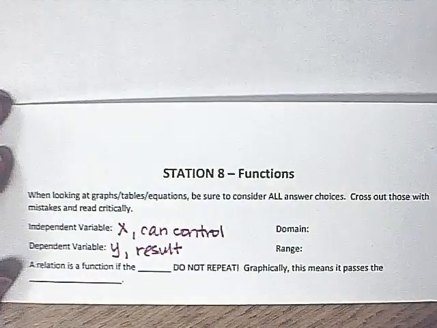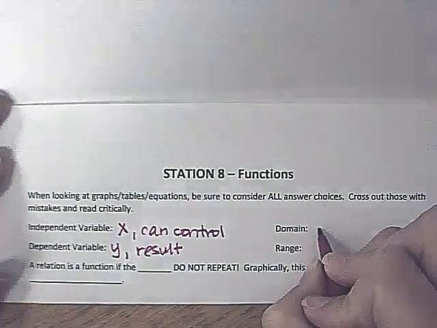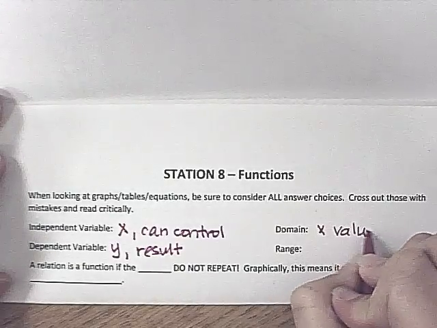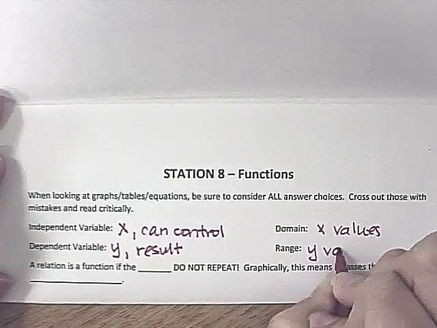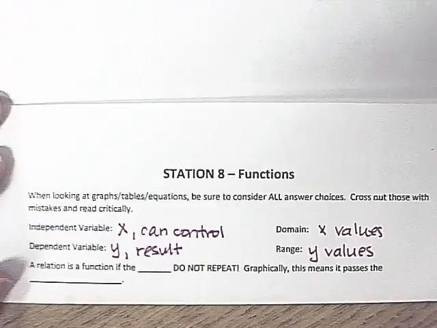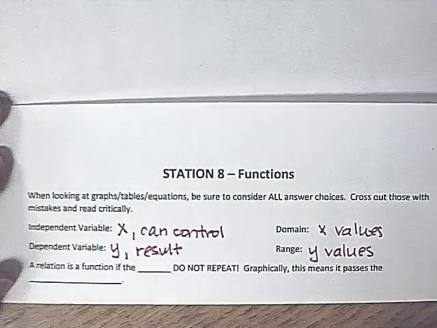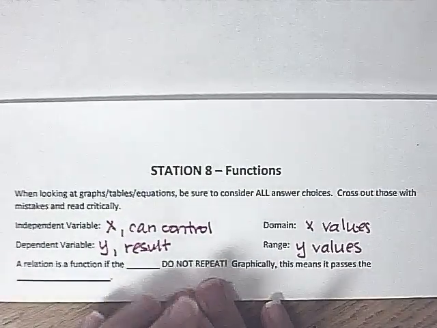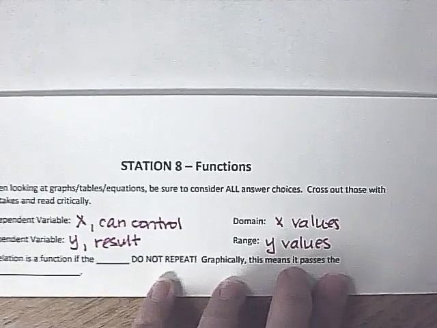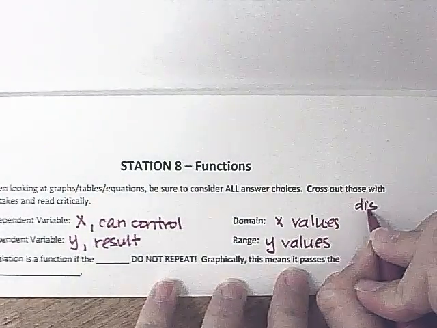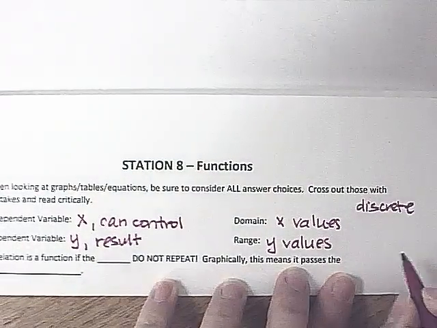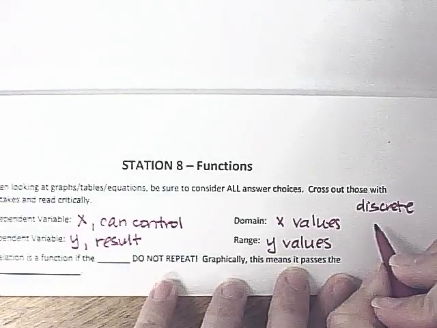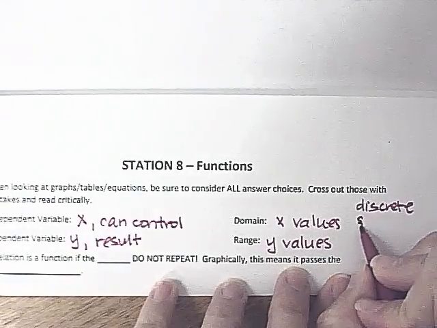You'll also want to remember some things about domain and range. Domain is all the x values that are possible, and range is all the y values that are possible. We're going to practice getting domain and range here in just a moment. You may remember that there are two ways that I can write domain and range. If it's a discrete function, remember discrete means specific points like a scatter plot, you're going to write them in a list like this.